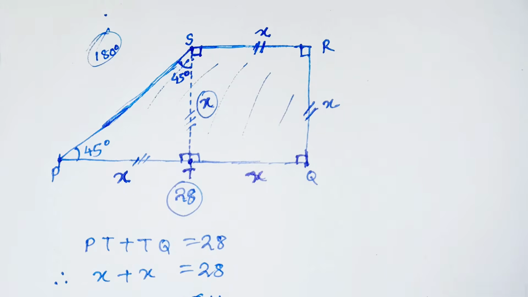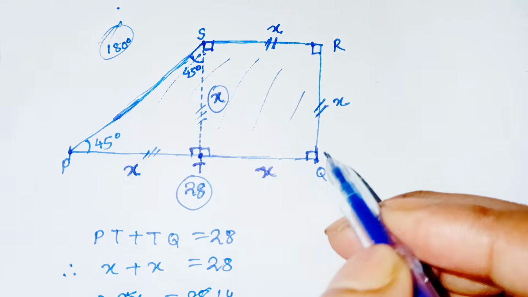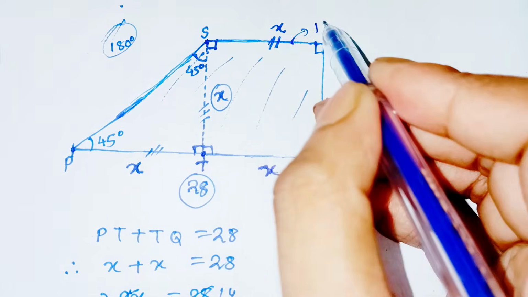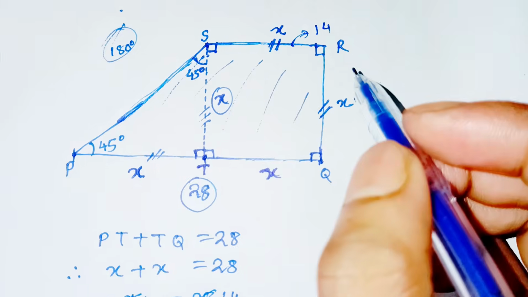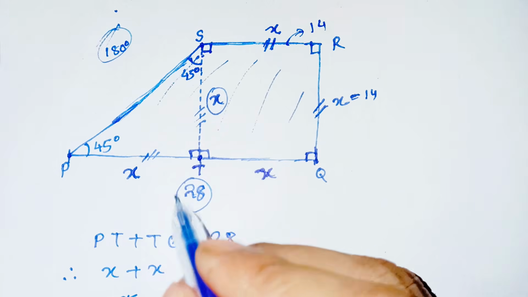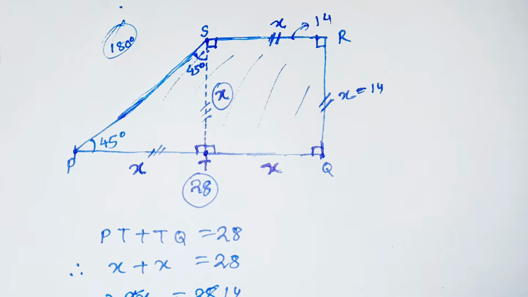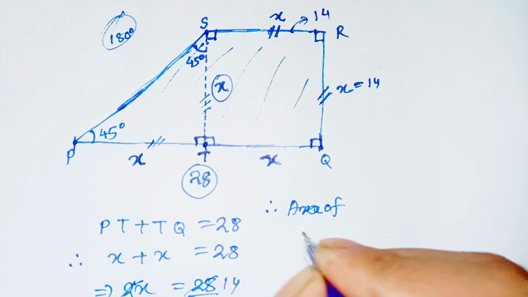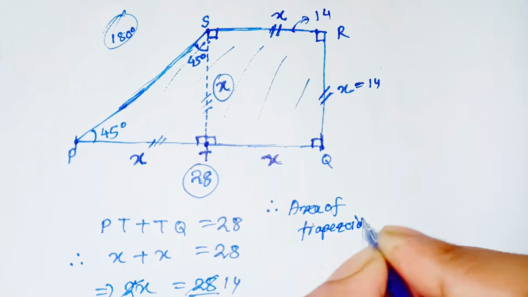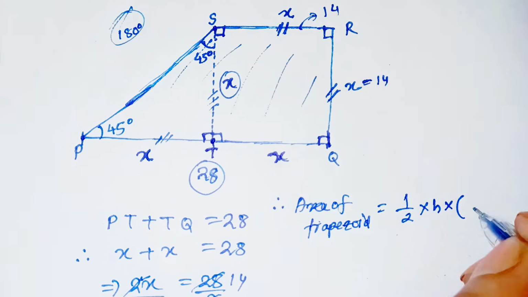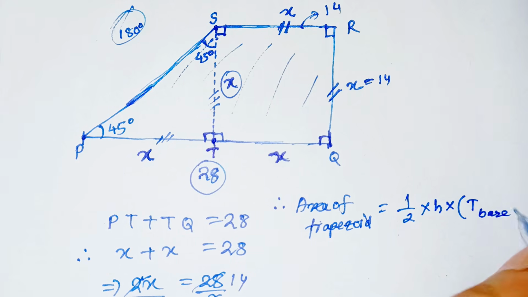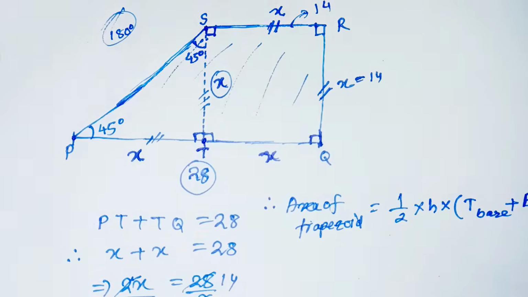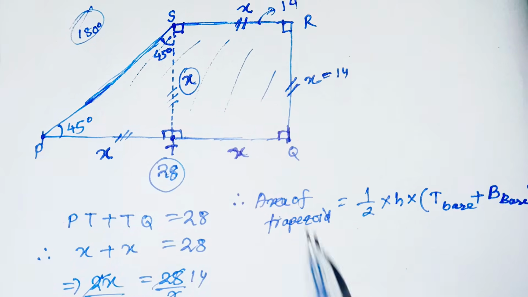So we've found the important side length. The height of the trapezoid is 14 units, and the top base, RS, is also 14 units, while the bottom base, PQ, is 28 units. Now we're ready to calculate the area. Remember, the area of a trapezoid is 1/2 multiplied by the height, multiplied by the sum of the two parallel bases. In this problem, the height is 14, the top base is 14, and the bottom base is 28.